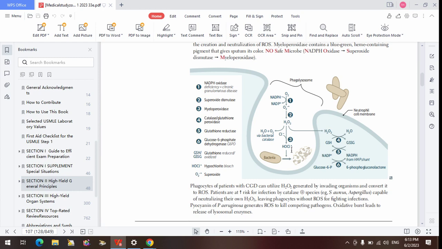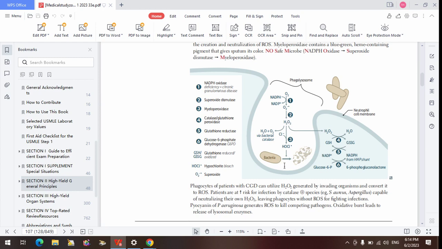Why? Because if they are infected by a catalyst positive organism, even if the bacteria does its own metabolism and releases hydrogen peroxide, the fact that they are catalyst positive means they will cleave off that peroxide with their catalyst. So there won't be any peroxide for the macrophage to use to form hypochlorite and destroy the bacteria. I'm sorry, I was saying it the other way around.